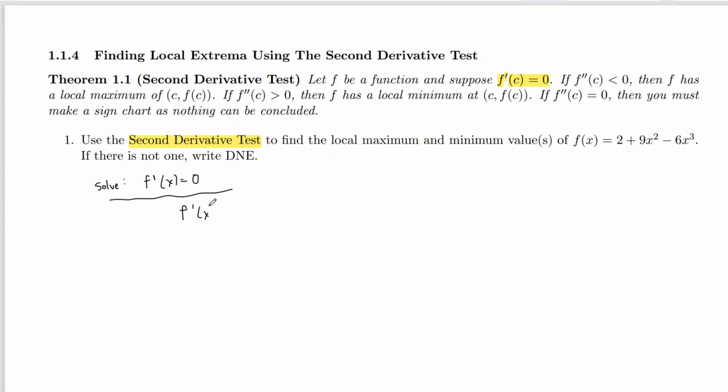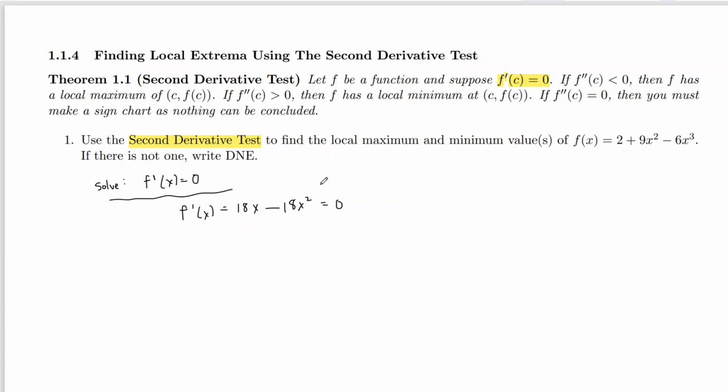F prime of x, well, f of x starts with 2. The derivative of 2 is 0. The derivative of 9x squared is 18x. And then minus the derivative of 6x cubed, which is 18x squared. All right, so we have our derivative and we want to set it equal to 0 and solve this. Pretty much the same exact steps when we did the previous problem. We're sort of going through and finding the critical values, although we don't care about the D and E part, just where it equals 0.